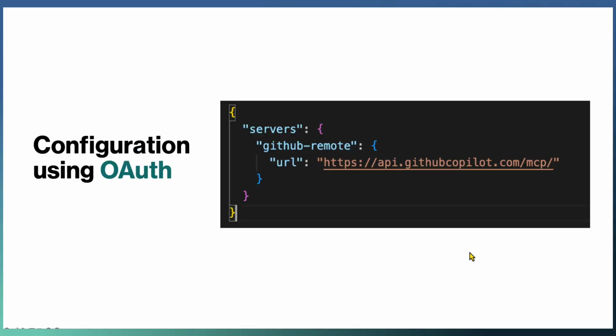The configuration is OAuth-based. You need to define the GitHub remote MCP server with just the URL. When you start this MCP server, GitHub will take you to github.com for authentication. Let us see how it works.